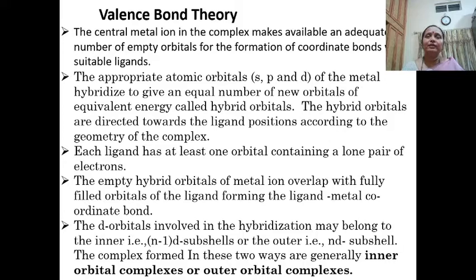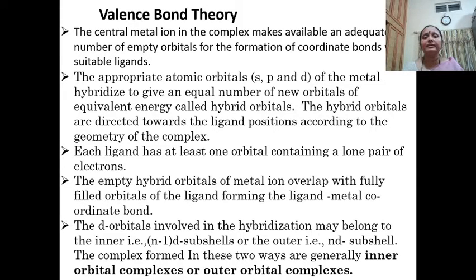Recollecting the valence bond theory, which states that the central metal ion in the complex will make available an adequate number of empty orbitals for the formation of coordinate bonds with suitable ligands. Appropriate atomic orbitals of the metal will hybridize to give hybrid orbitals. The hybrid orbitals are going to be directed towards the ligand positions according to the geometry of the complex.